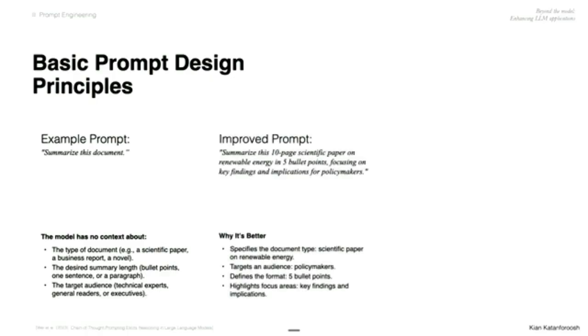You can actually improve these prompts by doing something like: summarize this 10-page scientific paper on renewable energy in 5 bullet points, focusing on key findings and implications for policymakers. That's already better, right? You're sharing the audience and it's going to tailor the summary to the audience. You're saying that you want 5 bullet points and you want to focus only on key findings. That's a better prompt, you would argue. How could you even make this prompt better? What are other techniques that you've heard of or tried yourself that could make this one-shot prompt better?